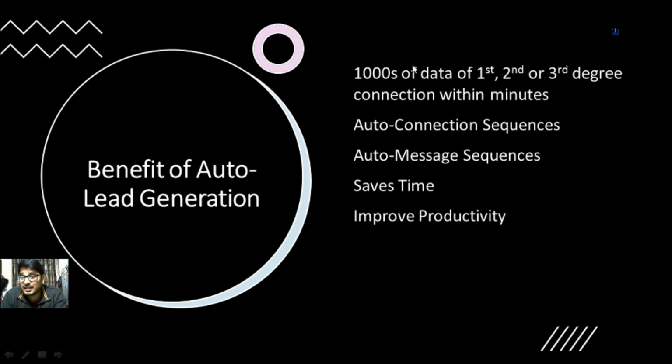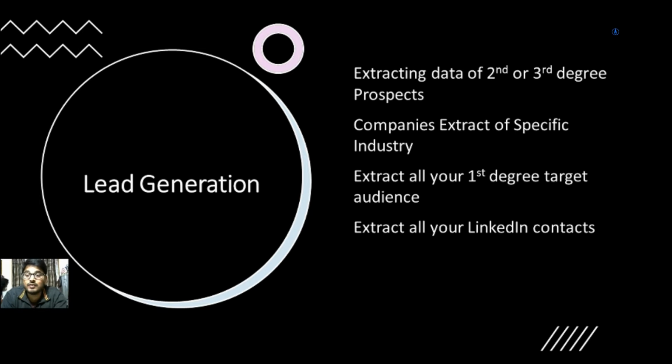You would be extracting thousands of data, be it your first degree connections, second degree or third degree, within minutes. You're going to set them on auto connection, you're going to set them on auto messages, and you're going to save time because everything is automated. You're going to improve productivity because you're not going to miss out on any step, since automation is going to take care of everything.